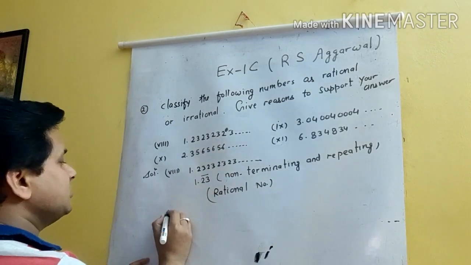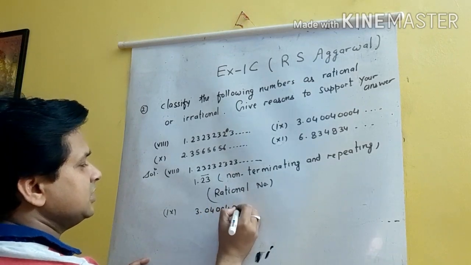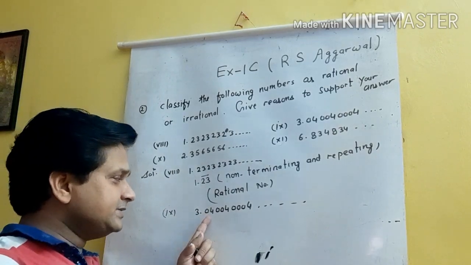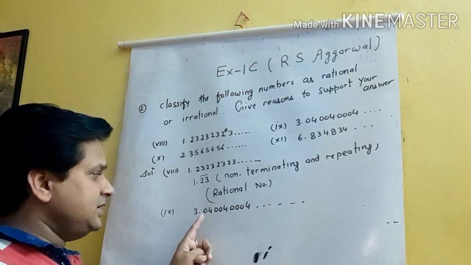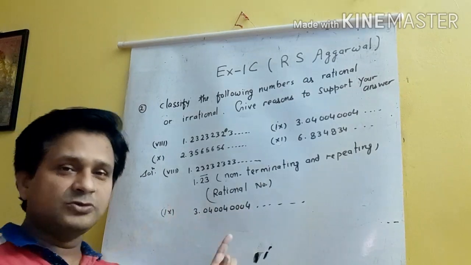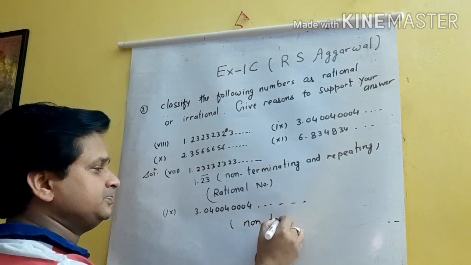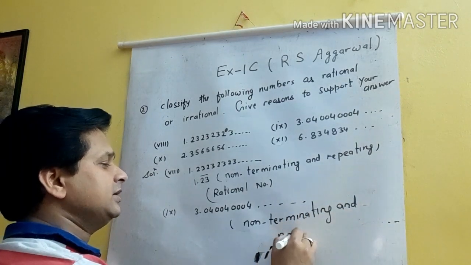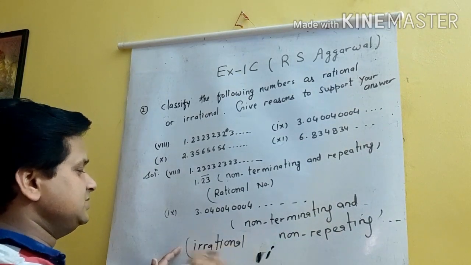Okay. Now the 9th one, 3.04004000400004... Now you can see here again the patterns are changing as we move towards the right side. See, 10 then 4, 20 then 4, 30 then 4, which means I can't use a bar here. That's why this is non-terminating and non-repeating. So this is an irrational number.